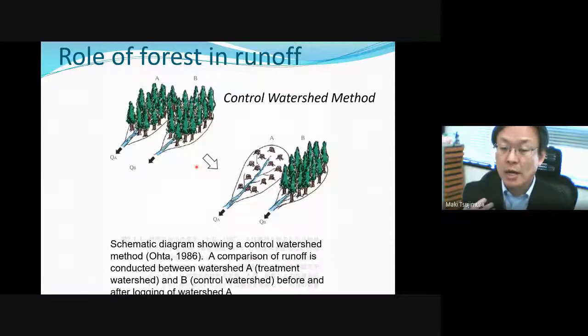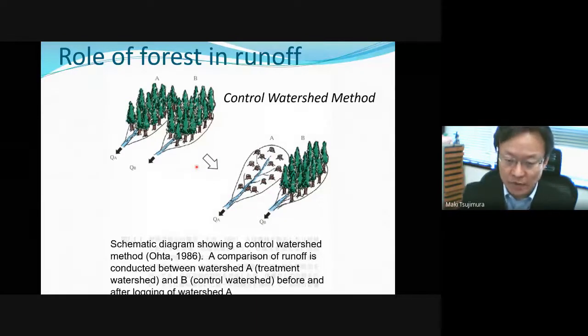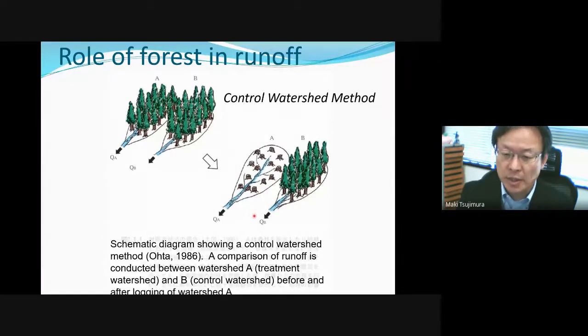Geological conditions, and of course the rainfall situation, are the same. Okay, climate conditions are the same. Climate, geology, topography are almost the same, and soil as well, and vegetation as well. So we could continuously monitor the stream flow, then compare watershed A and watershed B. We call watershed A the treatment watershed, and watershed B is the control watershed.